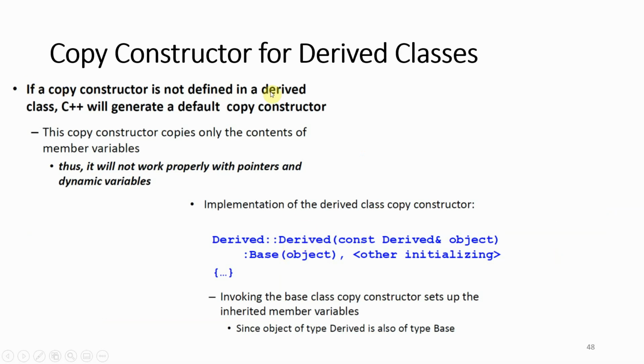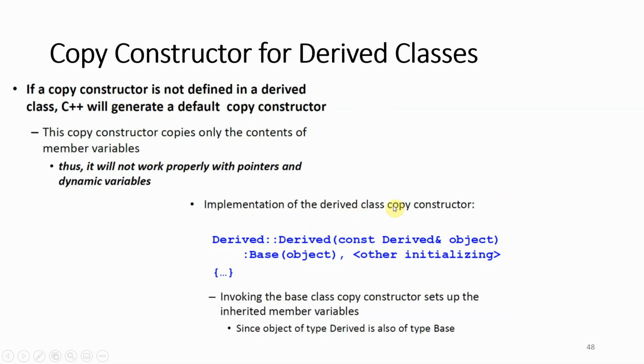If a copy constructor is not defined in a derived class, C++ will generate a default copy constructor. We have seen that before. Like some member functions, if you don't define them, the compiler generates one, like a default constructor, destructor, assignment operator, copy constructor. But we have to remember that this only does shallow copying. So if we have dynamic variables or pointers, this is not going to do what we expect. You have to be very careful if you have pointers and dynamic variables, because the copy constructor that the compiler generates for us only takes care of shallow copying, not deep copying.